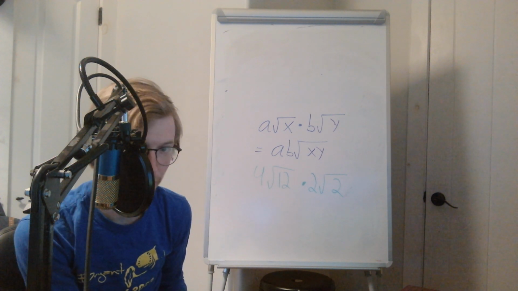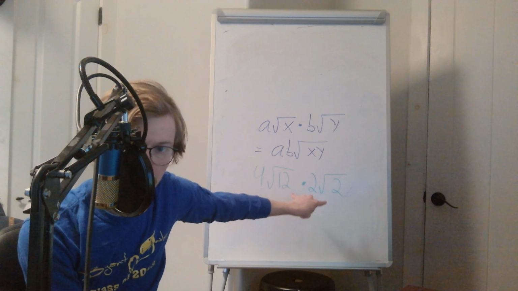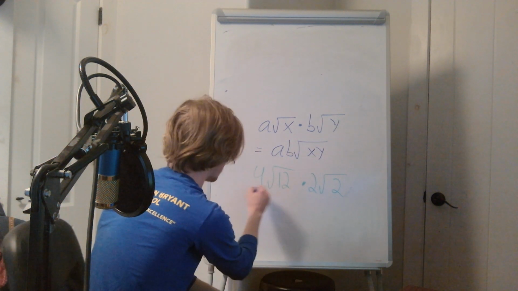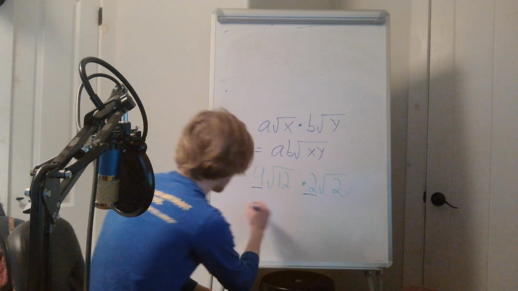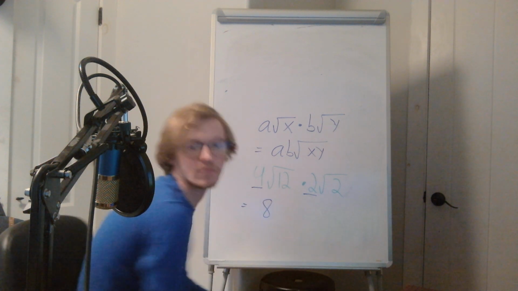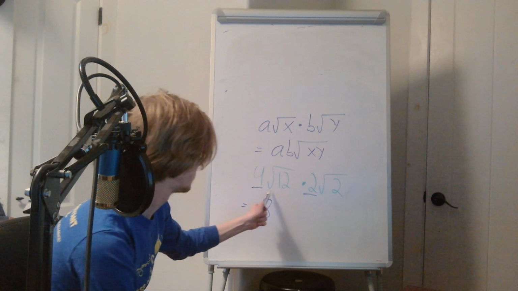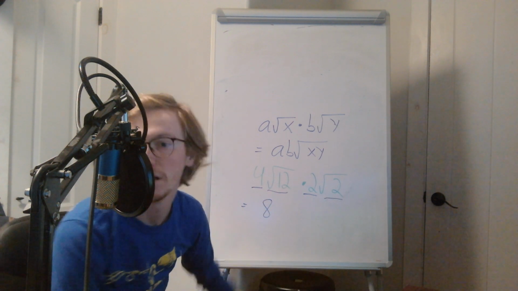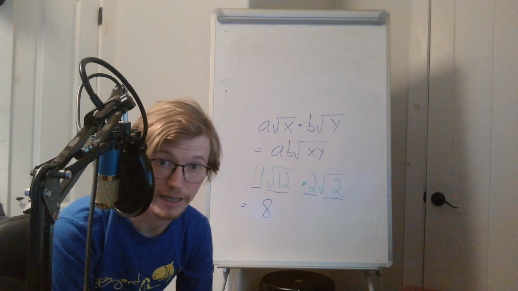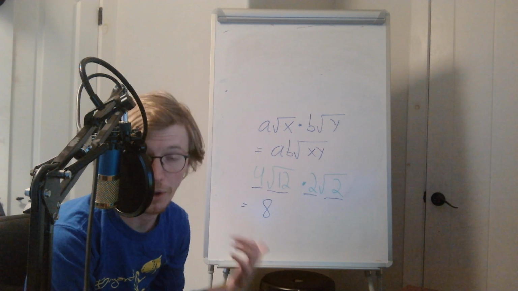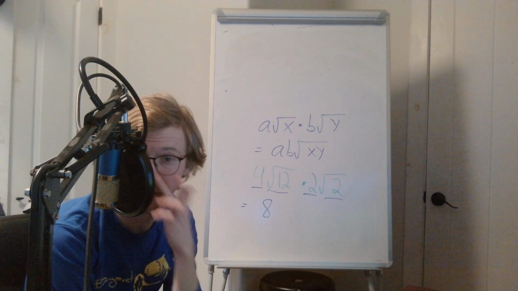But, alright, let's see if we can go and do this. So following the rules that we've already gone over, multiply the numbers on the outside. I just did 4 times 2, which is 8. Then multiply the numbers under the radical sign. So square root of 12 times the square root of 2 is equal to the square root of 24.